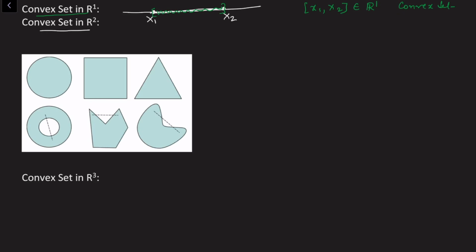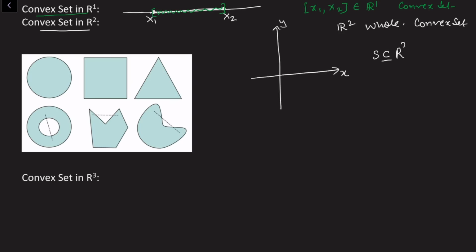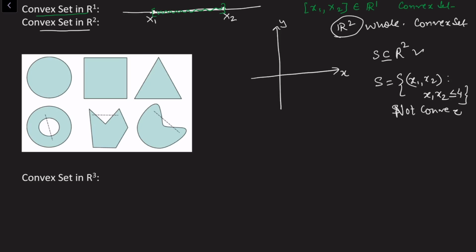Now let us take convex sets in R2. If I talk about the whole plane, here it is the x-axis and y-axis, this is R2. The whole R2 plane is convex. But as we have seen in the last example, whenever S is a subset of R2, for example in my previous case, we considered only those x1, x2 such that x1, x2 is less than or equal to 4, this is a subset of R2 and this set is not convex. But if we consider the whole R2 plane, definitely this is convex because you can take any 2 points anywhere, and they will always be in R2. Now let us take some more examples in R2.